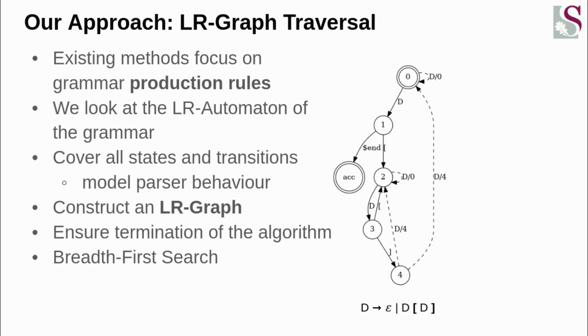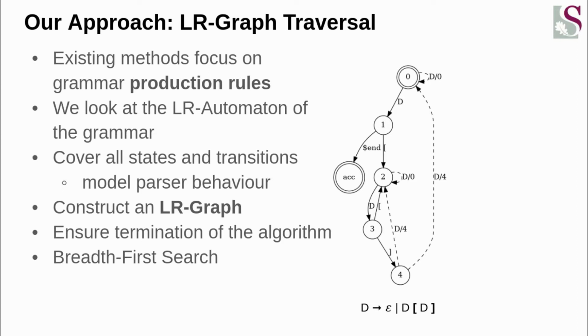Existing methods for producing test suites from context-free grammars focus mostly on the grammar's production rules. So we wanted to take a slightly different approach, which is looking at the LR automaton that corresponds to the grammar. Specifically, we wanted to cover all states and all transitions in the automaton, since the automaton at an abstract level models the parser's behavior. And if we can cover all states and transitions, we can be sure that we are covering most behaviors that the parser might exhibit.